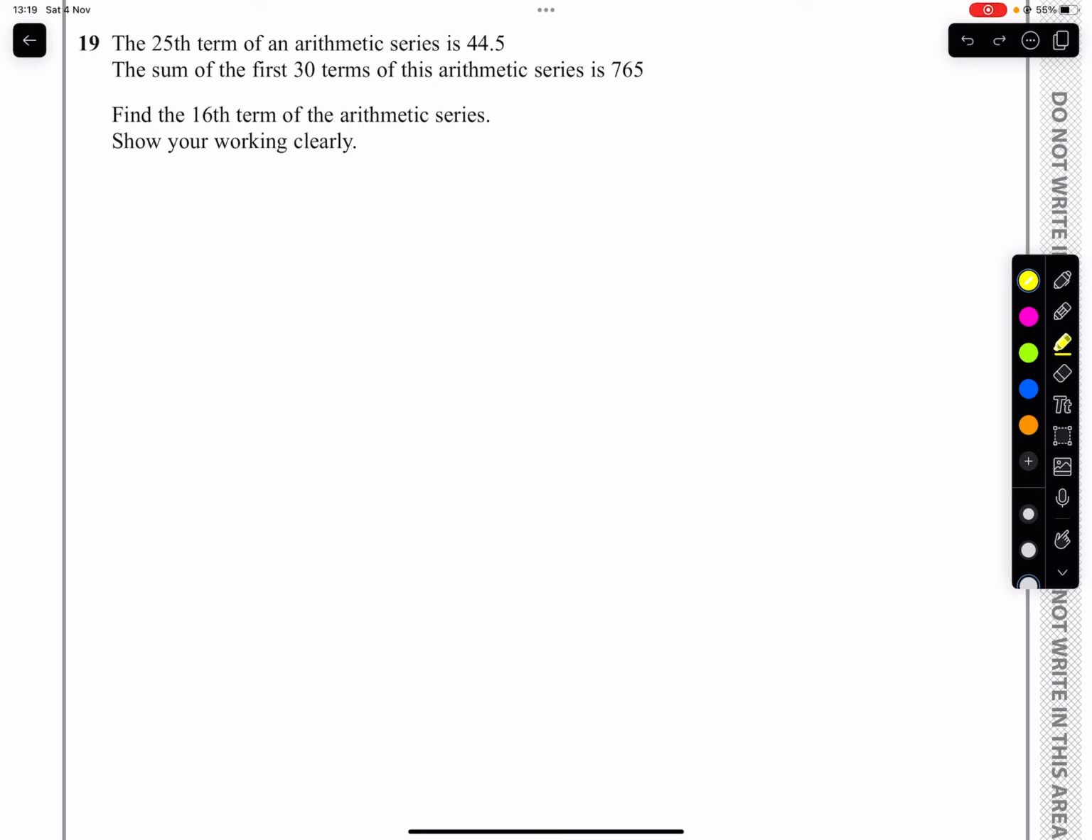Question 19. The 25th term of an arithmetic sequence is 44.5, and we're also told that the sum of the first 30 terms of this series is 765, and the question is asking us for the 16th term of the sequence, of the series even.